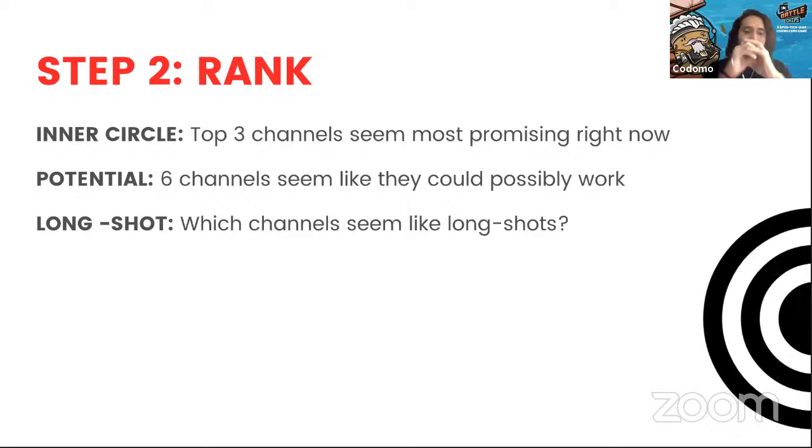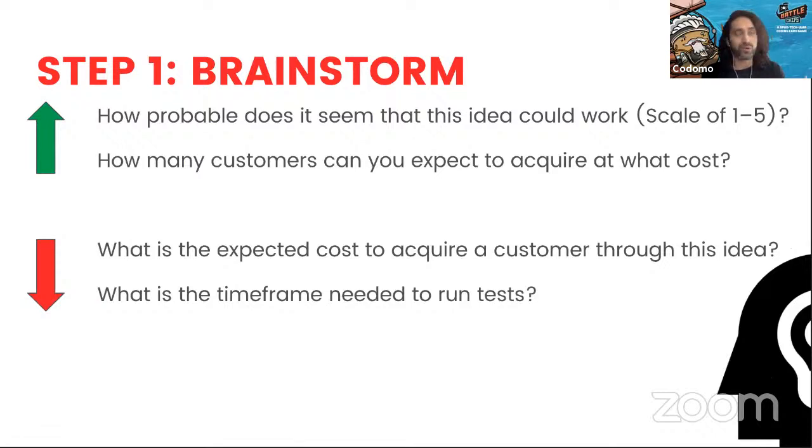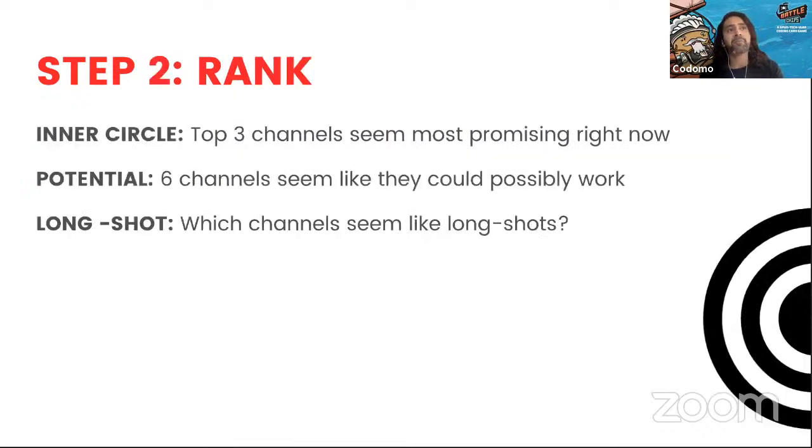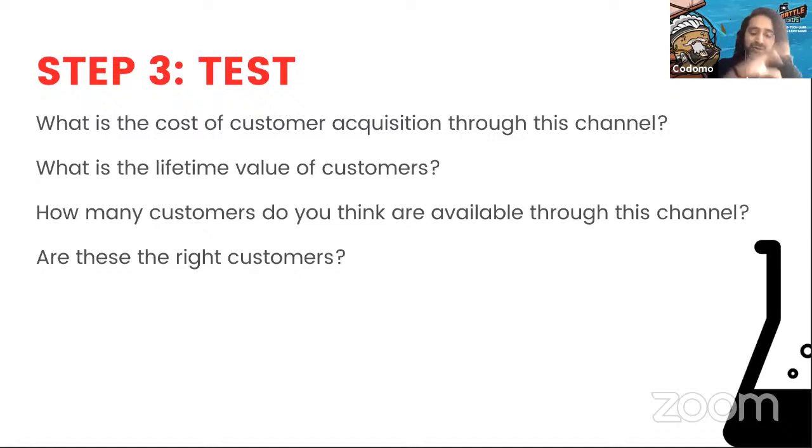And then when you rank them, that's why you call it the Bullseye Framework. Bullseye is the inner circle where you only get to choose 3 channels, which are the most promising to you based on what you discussed in step 1. The outer channels are potential possibilities, and the outermost channels are long shots, meaning you don't think those would work for you. Once you've established the inner circle, the potential, and the long shot, it really just comes down to testing.